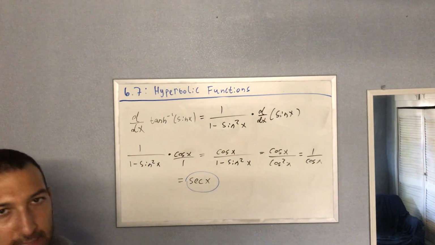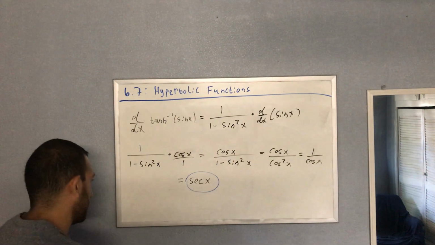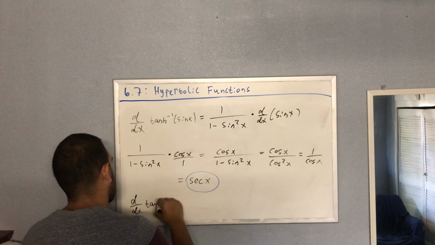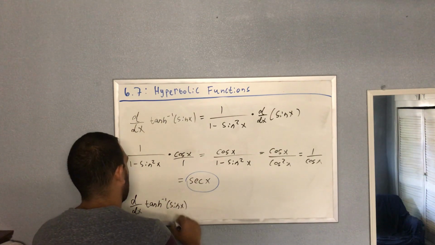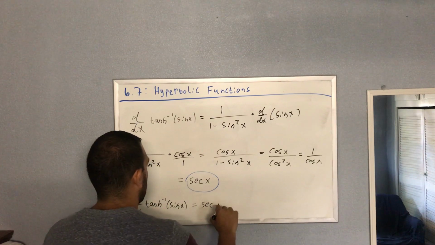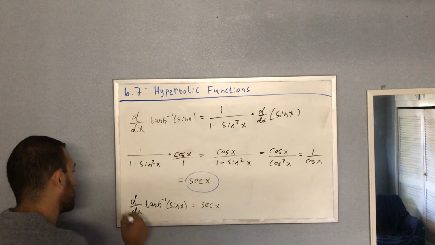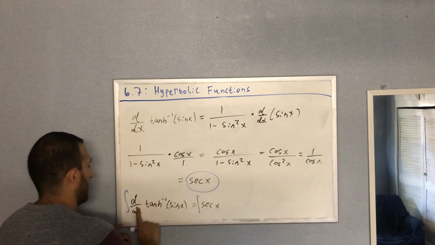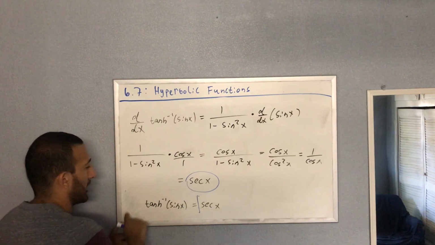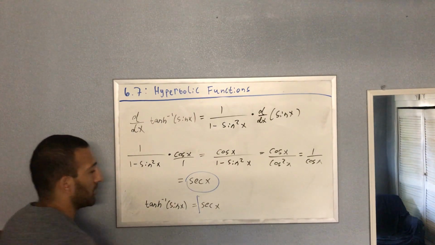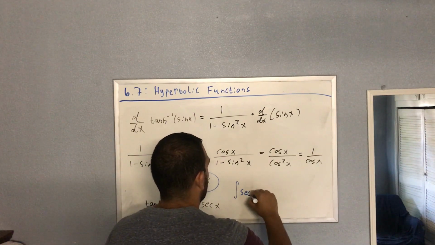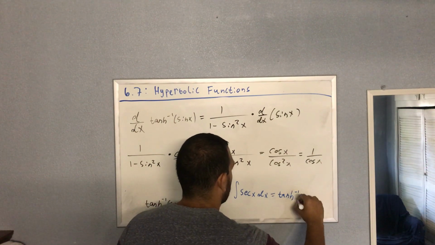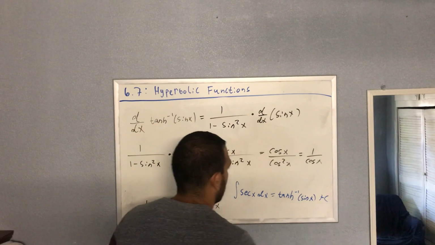Which this is really interesting now, because look what this means. We know this is equal to secant x. And so remember, if you take the integral of both sides, the derivative cancels out here, and we get that. So we just now know what the integral of secant x is. So the integral of secant x is this really strange looking function. That's pretty cool.